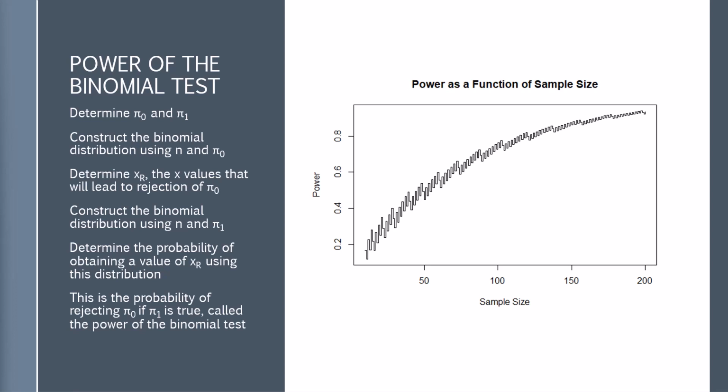This is the probability of rejecting the null if the alternative is true, and it is called the power of the binomial test. We can create a power curve, such as the one shown here, by trying a variety of different sample sizes and determining what the power would be. A typical standard that is used in our industries, that is in the behavioral, social, and medical sciences, is to have power of at least 0.8 or 80%. So we would want to make sure that we have a sample size that yields at least this much power, with even higher power levels being even more desirable.